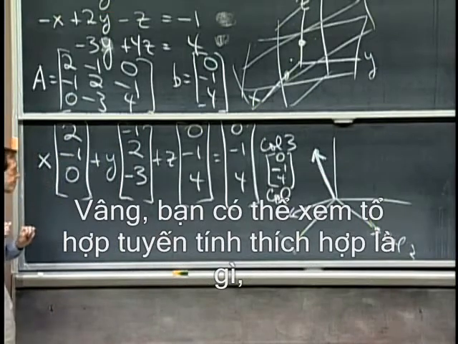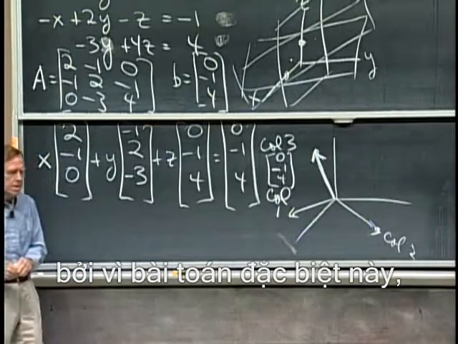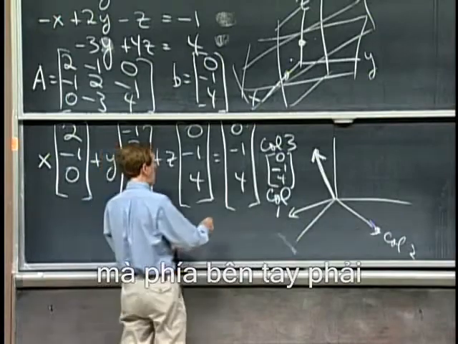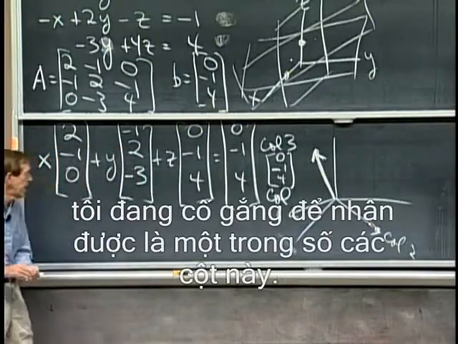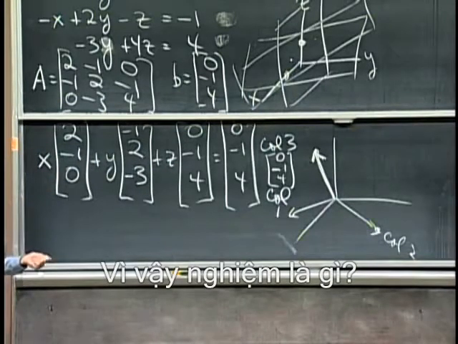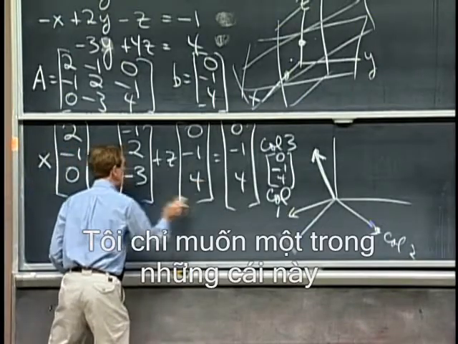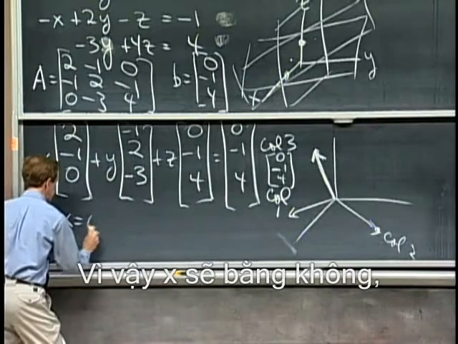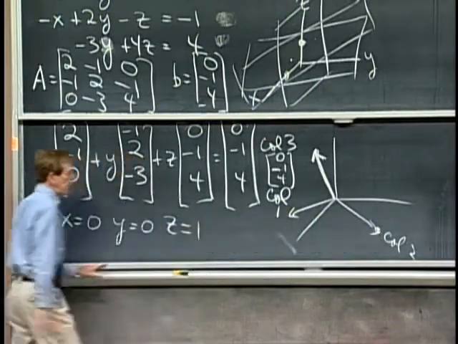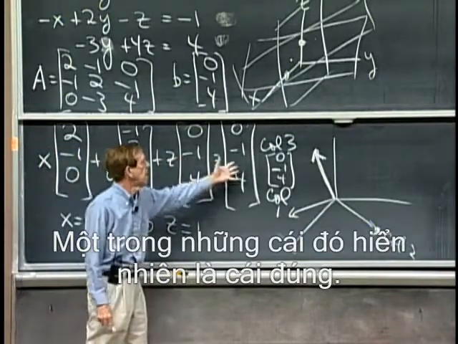Well, you can see what the right combination is, because in this special problem, especially chosen by the lecturer, that right-hand side that I'm trying to get is actually one of these columns. So I know how to get that one. So what's the solution? What combination will work? I just want one of these and none of these. So x should be 0, y should be 0, and z should be 1. That's the combination. None of that, one of those is obviously the right one.